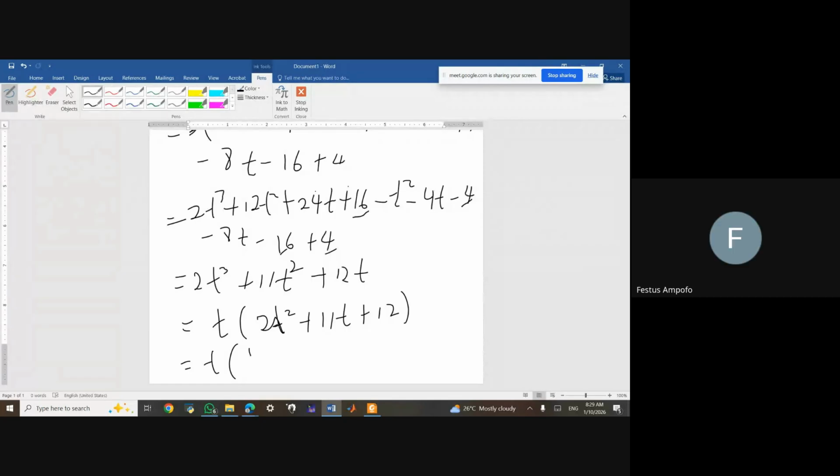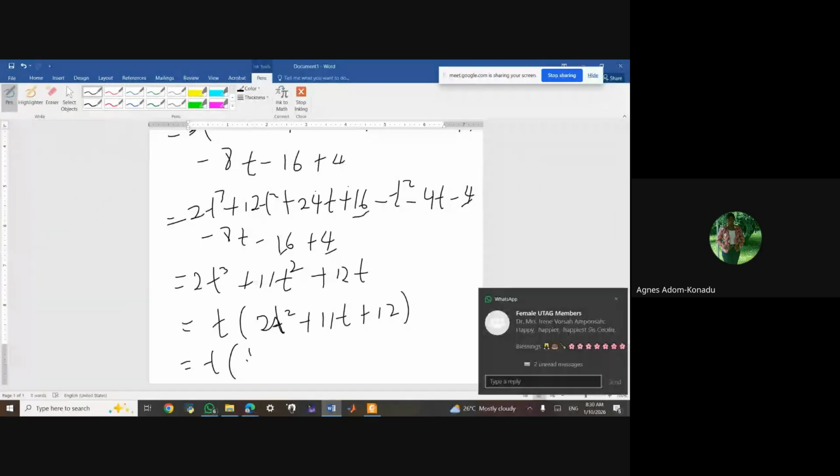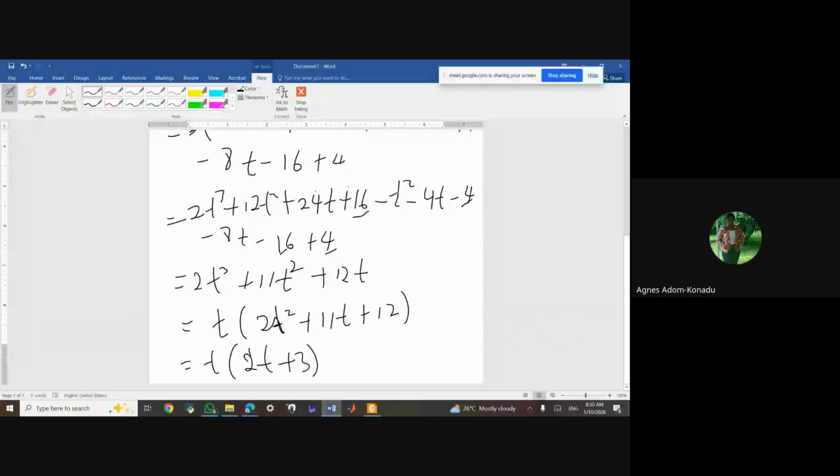Okay. Do we have x there? T or x? Madam, the factors are 2t plus 3 and t plus 4. Yes. So we found the factors in terms of t.